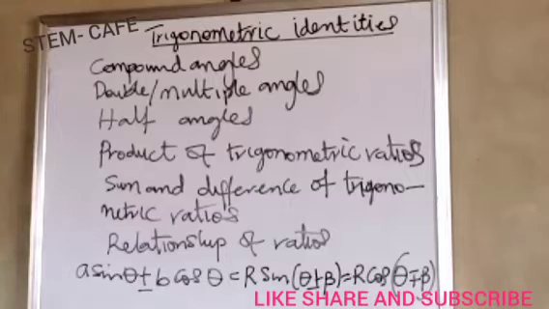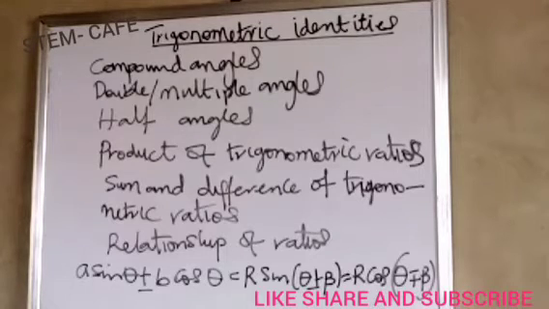Today we'll deal with trigonometric identities. Under this, we'll handle compound angles, double multiple angles, half angles, product of trigonometric ratios, sum and difference of trigonometric ratios, and relationship of the trigonometric ratios.